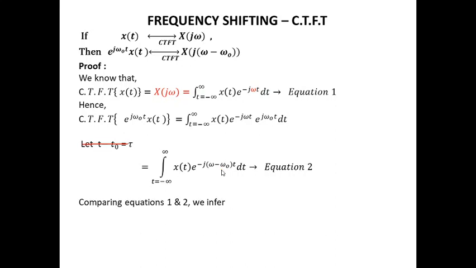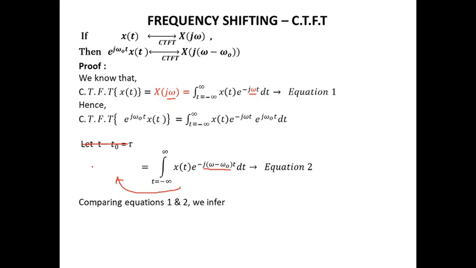Now if you compare equation 1 and 2, it is very evident. If I have j omega here, I will get j omega there. I have the limits minus infinity to infinity, x of t, then e power minus, and dt. Here we are getting the same thing: minus infinity to infinity x of t e power minus, and then dt. So what is differing here? There you had omega, here you have omega minus omega naught. So obviously, what will you get on the left hand side?